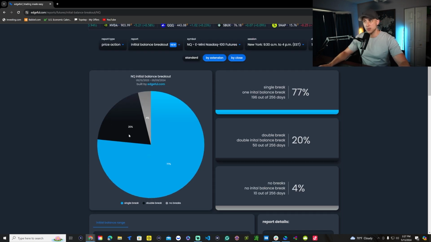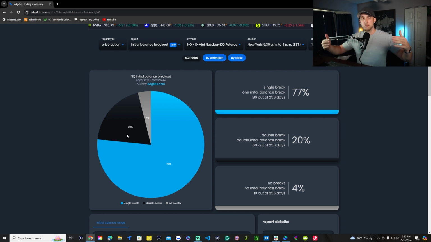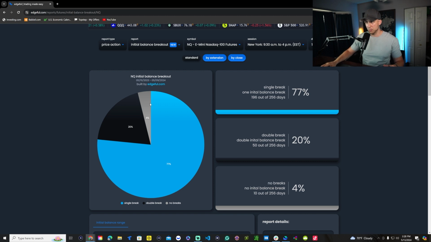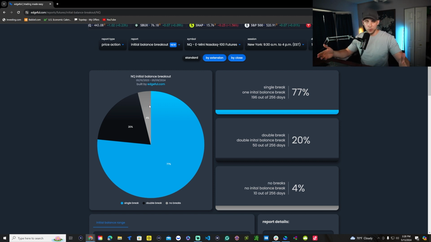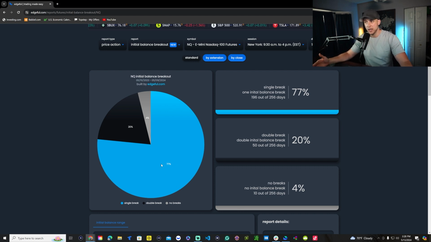Then 20% we have a double break, meaning we break to the upside or we come back down and then break to the downside. And then 4% of the time is no breaks. We're kind of just chopping in a range and we're in the middle, not really doing much. But 77% of the time we can see that we have a single break of the initial balance.